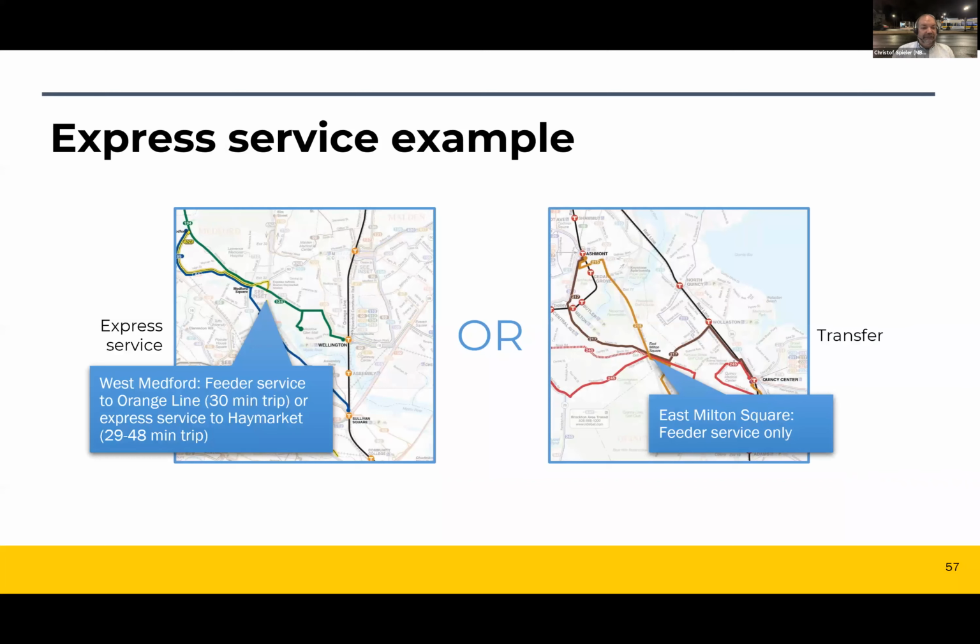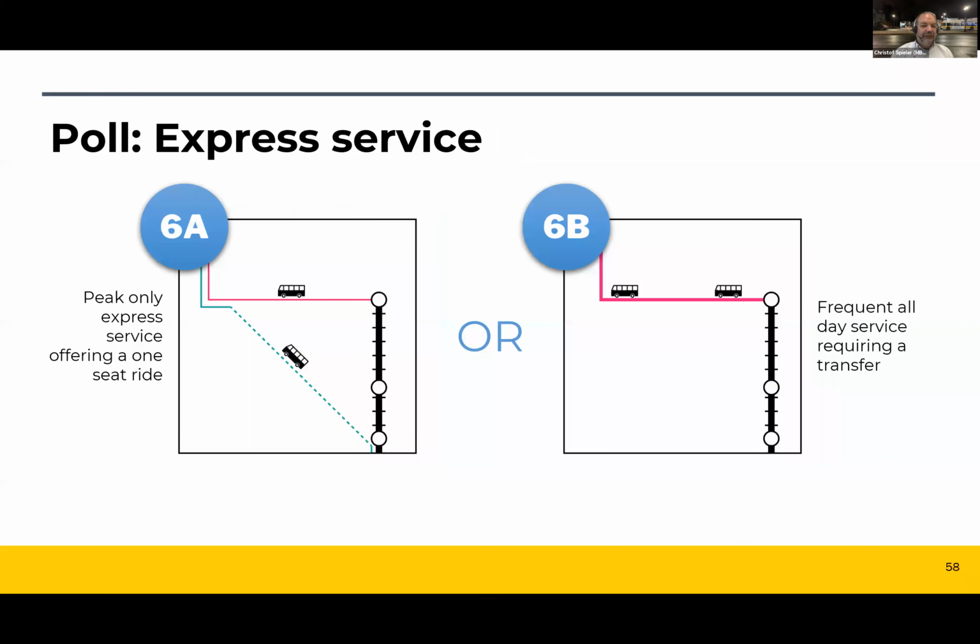I'll note that there are places on the network where we offer that kind of express service. If you go from West Medford, for example, you have a choice of feeder service to the Orange Line with a 30-minute trip, or express service to Haymarket, where trip length varies from between 29 and 48 minutes, depending on how your connection works. And there are definitely people taking that express service because it offers that one-seat ride, even if it isn't faster. There's other parts of the network that have feeder service only. If you're coming in down in Quincy, for example, there's no express routes. Everything feeds into the rail line. Next slide.